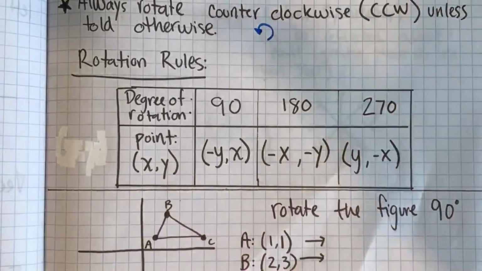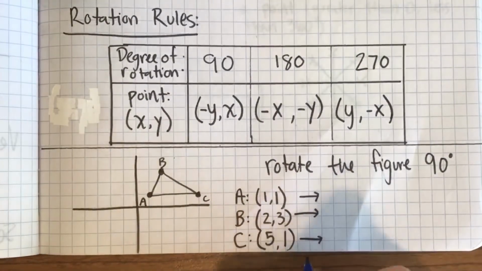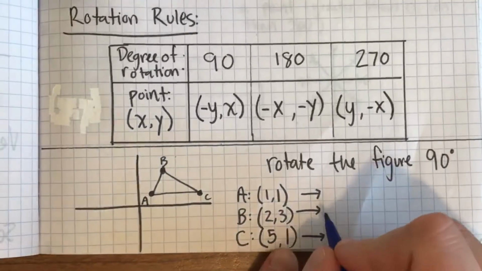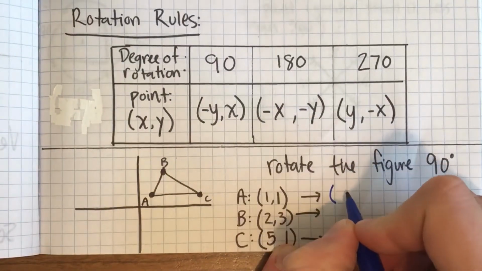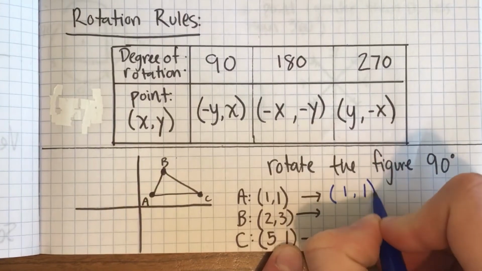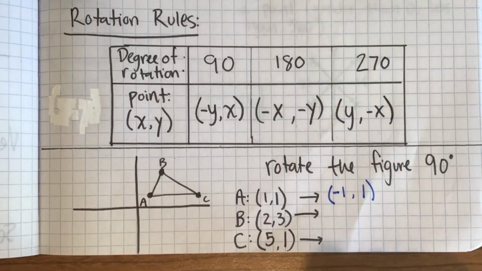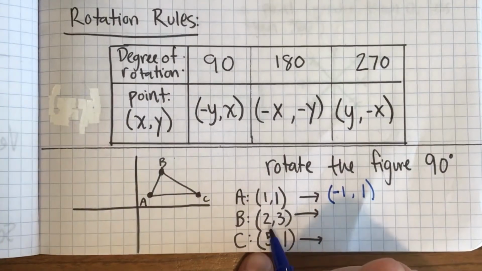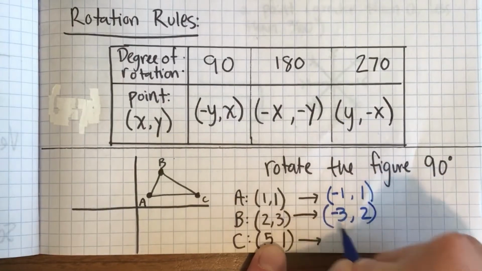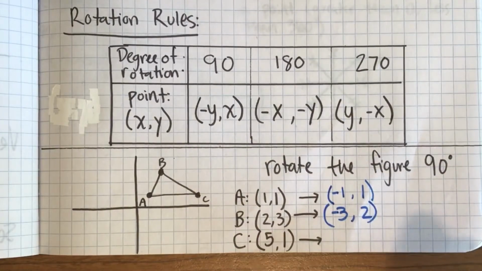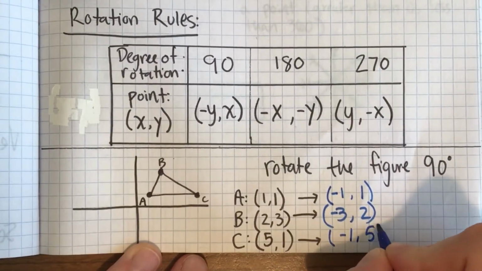So let's do an example. We're going to be rotating this figure 90 degrees. So my point (1, 1), I'm going to be looking at my 90 degrees. I'm going to flip-flop my points, and my y value becomes negative. All right, (2, 3), I'm going to flip-flop them, and my y value becomes negative. So it'd be (negative 3, 2). And our last one would be (negative 1, 5).